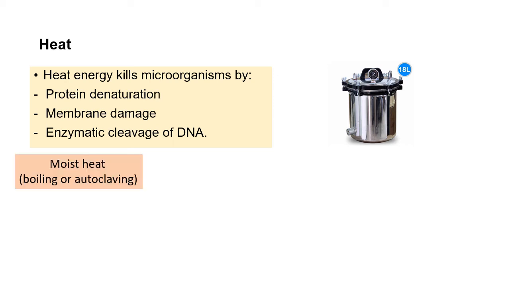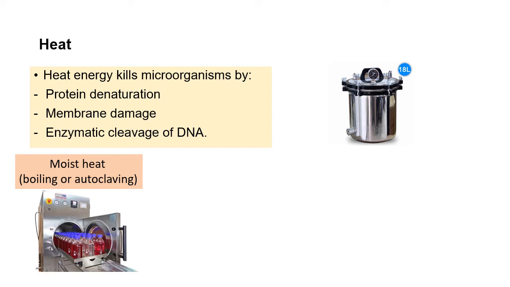There are basically two types of heat. We have first the moist heat and dry heat. The moist heat means it's wet. So that's what you do when you boil or autoclave. The autoclave is the machine that you see in the picture here, where you put inside any liquids and then you close it and leave it there for some time.